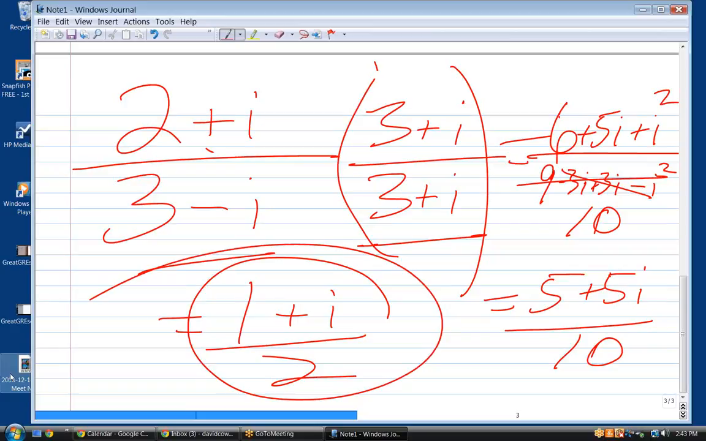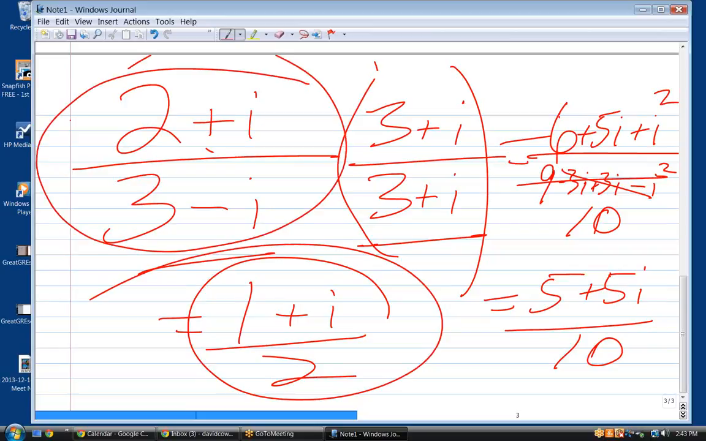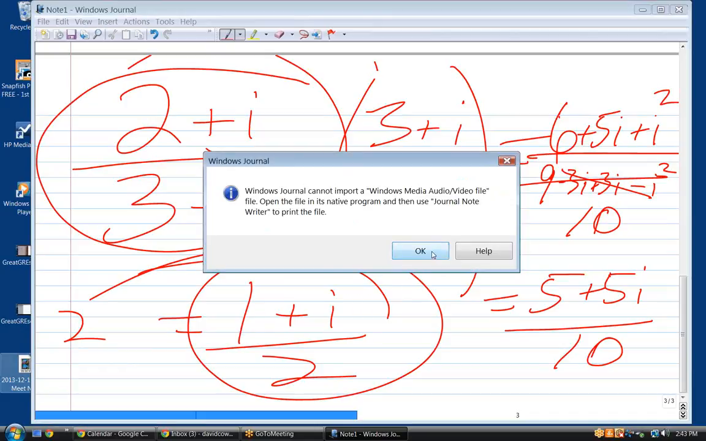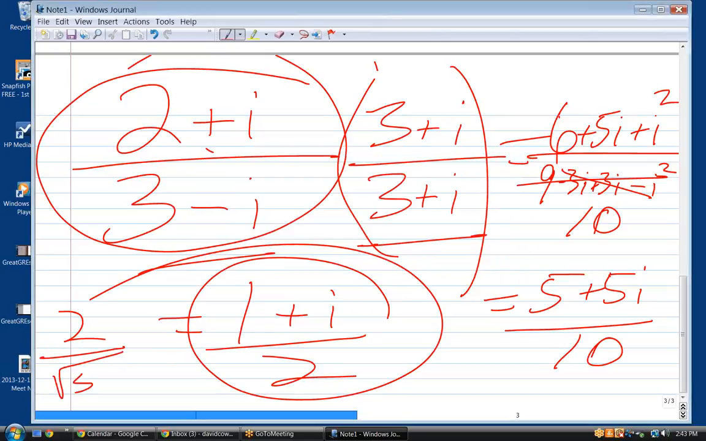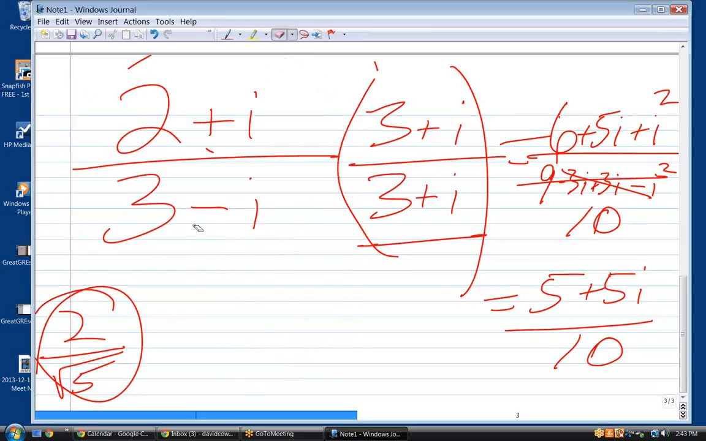So that would be the answer to this problem. What is 2 plus i over 3 minus i? It's not a division problem. It's what I call realifying the denominator. If I gave you this problem, you would say I would rationalize the denominator. Well, what we're doing is taking a complex denominator and turning it into a real number. So that's why I call it realifying the denominator.